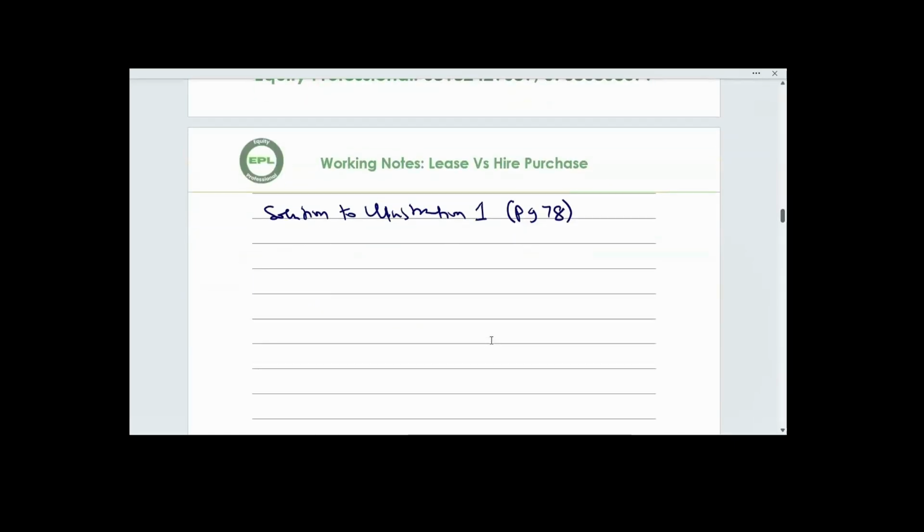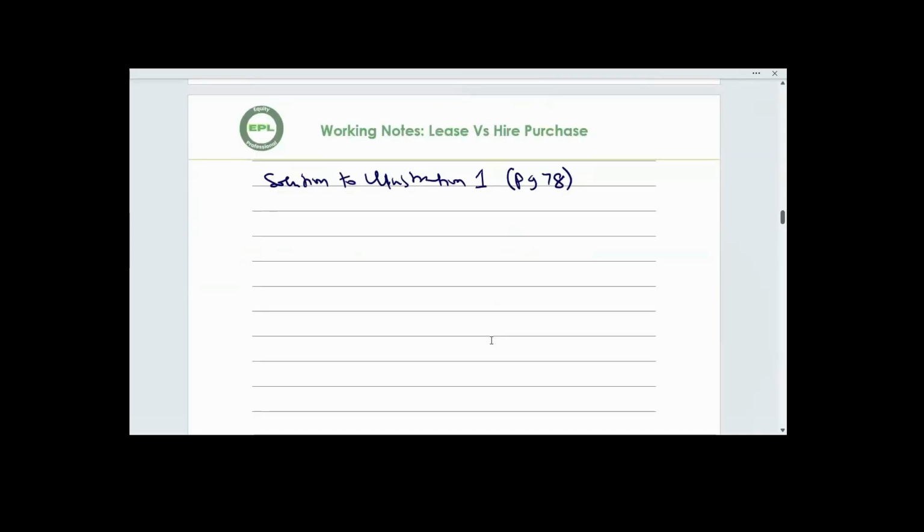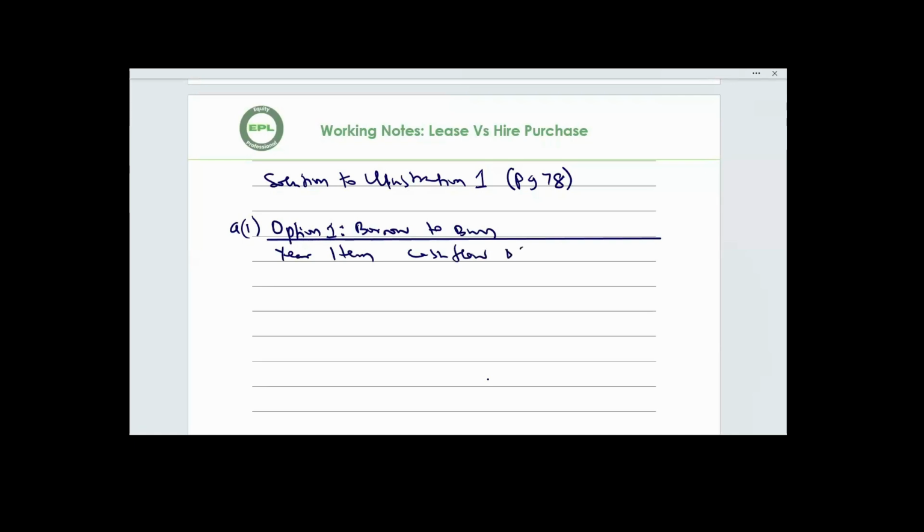Okay, then. So I would then say, is it requirement A? Yeah. Requirement A1. Option 1. Borrow to buy. That is outright acquisition. Because we have only 2 line items out of the 3 line items under borrow to buy, normally the same way you do to calculate your NPV, create a column for year, description of item, cash flow, discount factor.